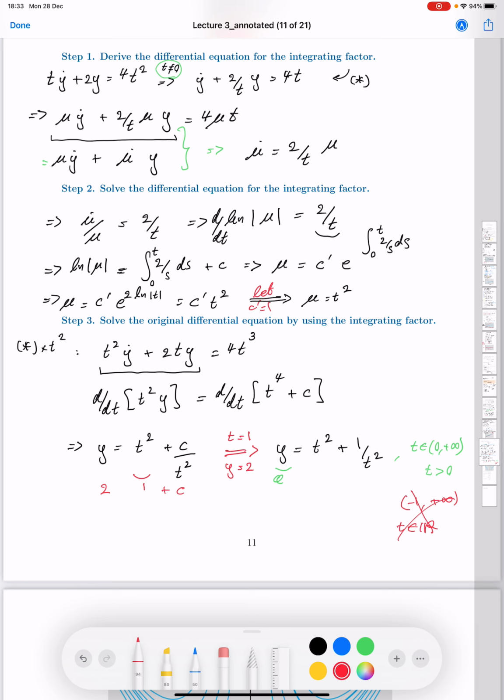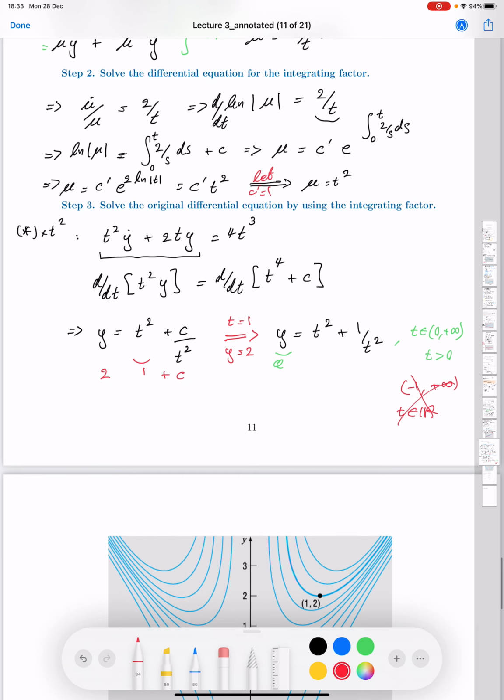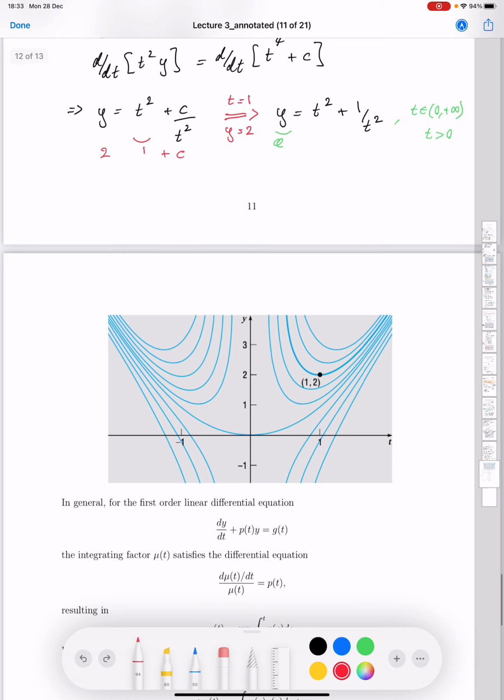Okay. So how does this one look? Let me just get rid of what I wrote here. If you plot, you will get this. And this is the solution that passes through the point 1 and 2, so t equal to 1, y equal to 2. You see that this one is also diverging because of this t squared term. It's converging to infinity.